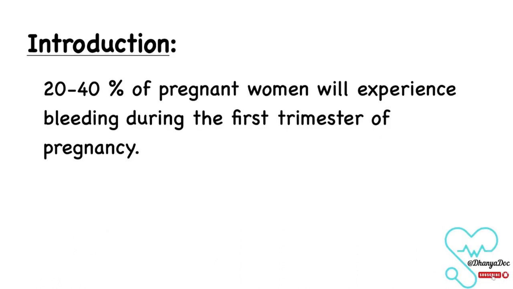In Australia, about 20 to 40% of pregnant women will experience bleeding during the first trimester of their pregnancy. It is a very distressing symptom, and usually they present to the general practitioners first. But in most cases, we can't make a proper or correct diagnosis during the first presentation itself, and we sometimes need a follow-up investigation, or sometimes we need to refer them to the specialist.